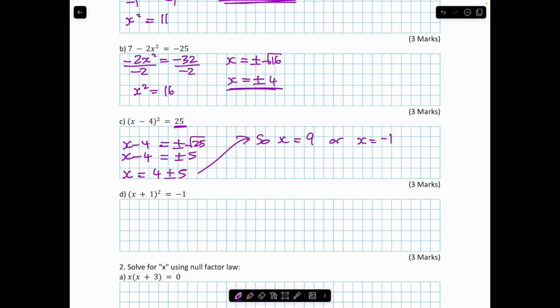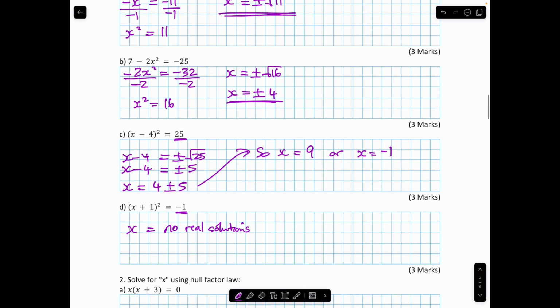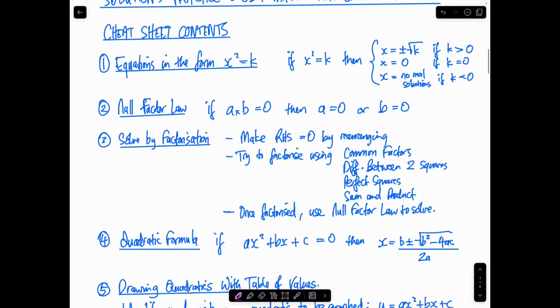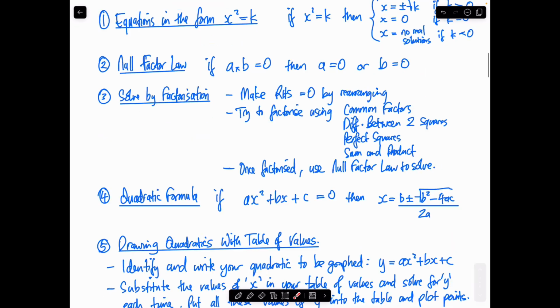This one here, you're using the x squared is equal to k law again. The other side is less than 0, so straight away you're going to answer x is equal to no real solutions. Can I remind you why? It is because as soon as you see x squared is equal to k, and that k is less than 0, so a negative number, x has no real solutions.